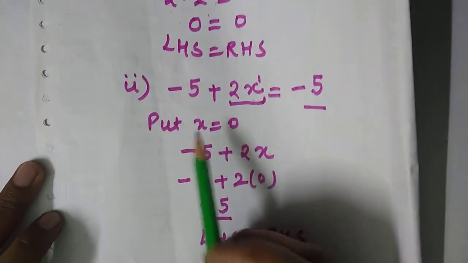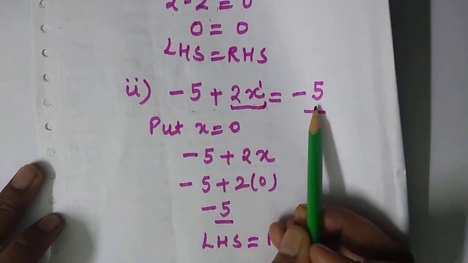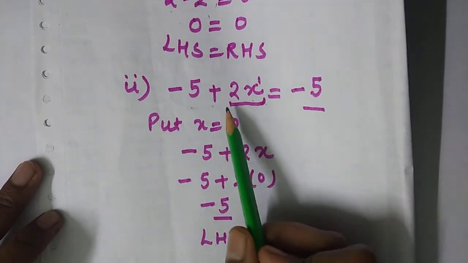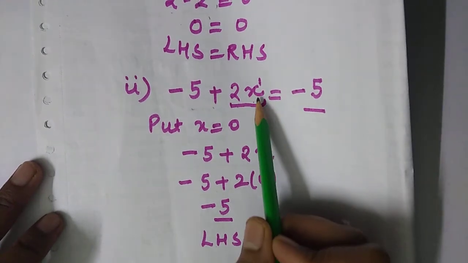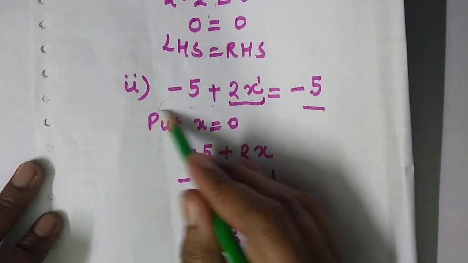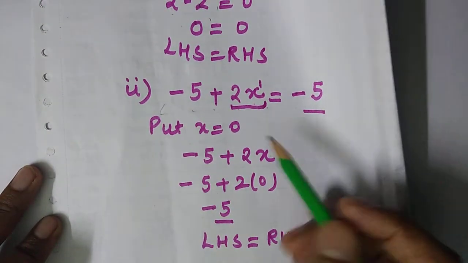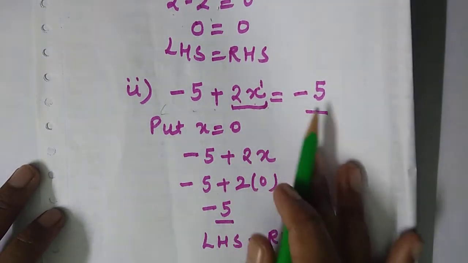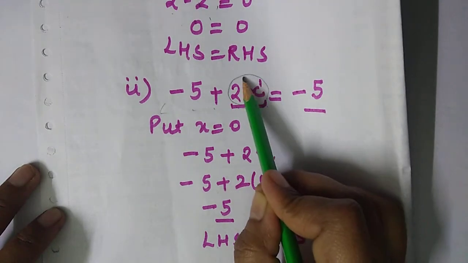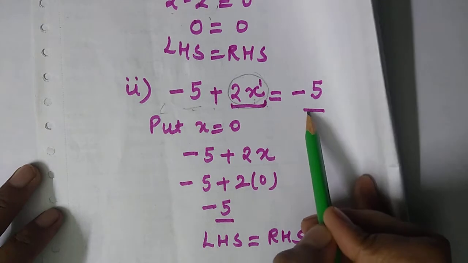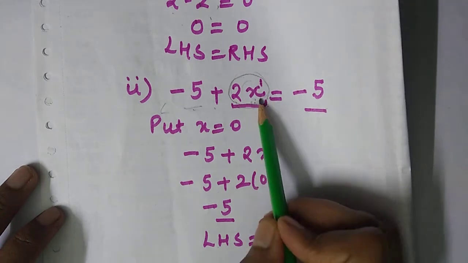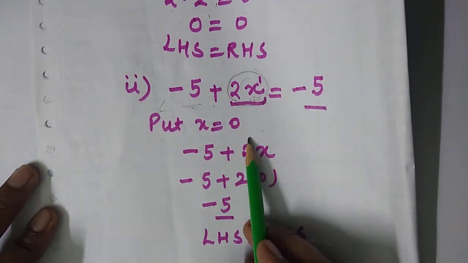One more example I am taking, that is minus 5 plus 2x is equal to minus 5. Okay, we need to find the solution. It means we have to take that value of x so that LHS will become equal to RHS. Okay, so I can think that if I make this term 0, then LHS will be equal to RHS. So I can see that if I put x equal to 0.